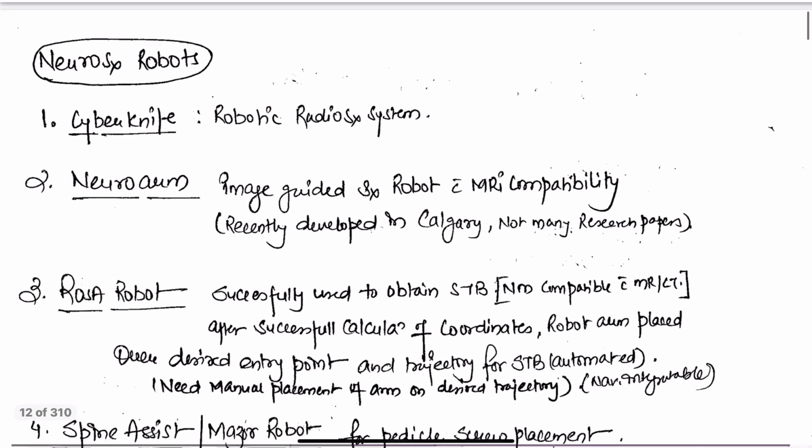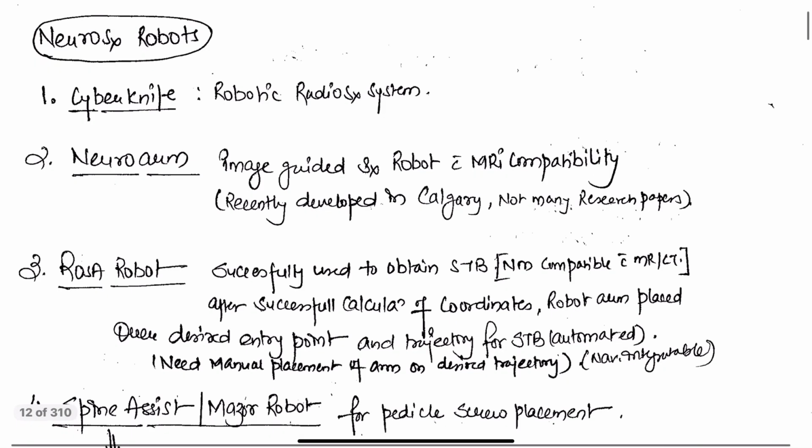So you have different neurosurgery robots. CyberKnife, do not confuse this. CyberKnife is a robotic radiosurgery system. It's technically not a robot that is doing the surgery, but it will guide how the radiation is focused. CyberKnife is just the name of a company. If we use X-rays, it is called CyberKnife. If we use gamma rays, it's called Gamma Knife.